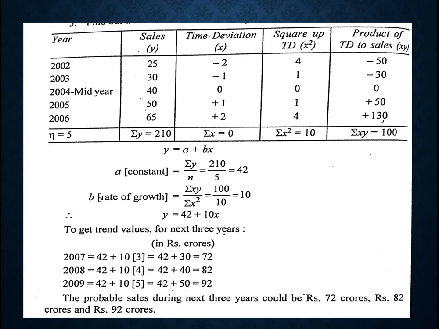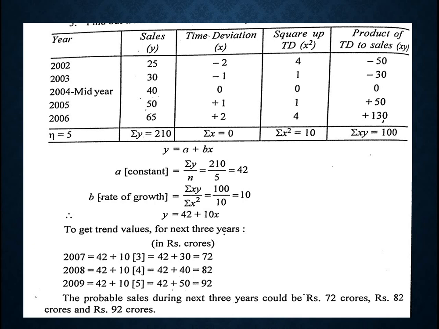So total is 210. Next we have to do the total of time deviation, that is summation x, that is 0. Plus 1 minus 1 get cancelled, plus 2 minus 2 get cancelled, the 0 will remain. Okay. Next is summation x square, means total of x square column, correct? So 4 plus 1, 5, 5 plus 1, 6, 6 plus 4, 10. So summation x square is equal to 10.